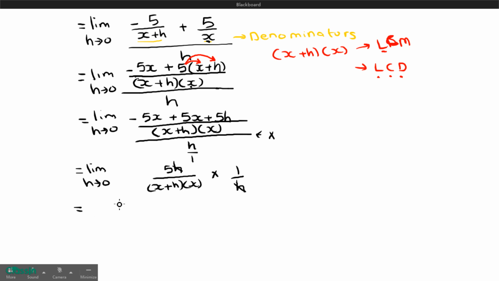Then at the end of the day, we have the limit as h approaches 0 of 5, because 5 multiplied by 1 is 5, over x plus h into x. Because the h cancelled, what is remaining is 1. 1 is the only value that is remaining. Then when we multiply this with 1, the answer is still the same.